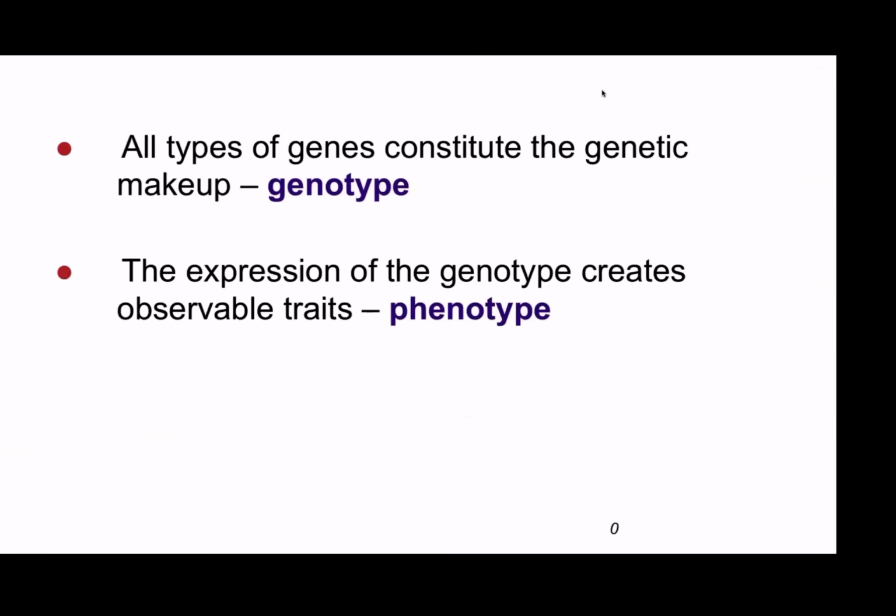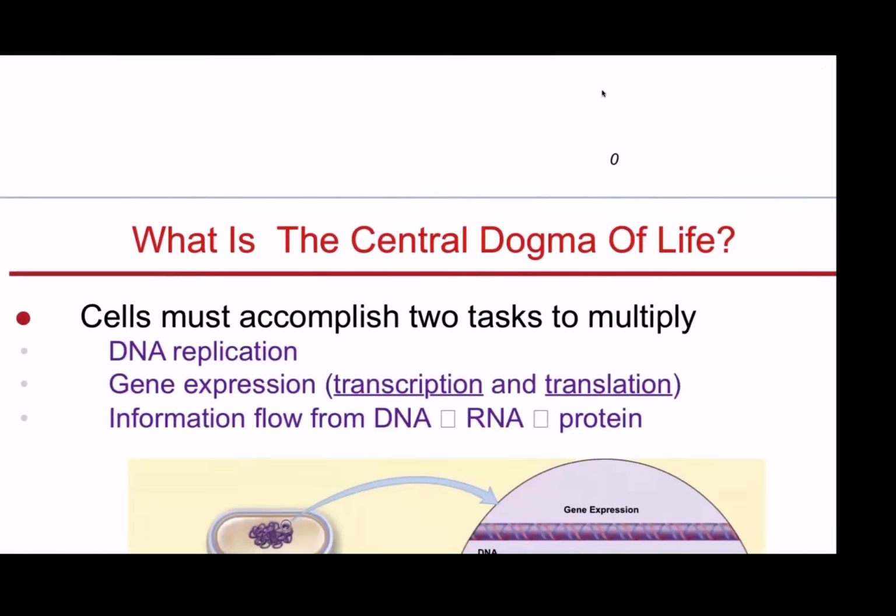What is the genotype? The sum total of the DNA, meaning all the genes in an organism, we call it the genotype. When you express this genotype, what do you see? A phenotype, the external traits that you can observe, but they are a result of expression of the genotype. The genes give you the phenotype.